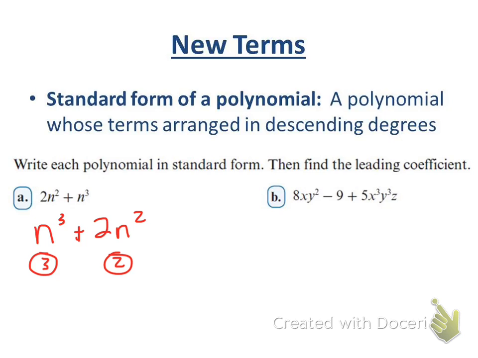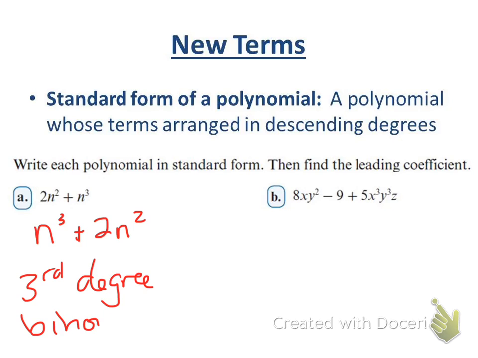All right, what's the degree of the polynomial? It's 3. This is specifically a third degree binomial, right? We could go ahead and call it a binomial. It's generally a polynomial, specifically a binomial. Isaiah? Elijah? What's the leading coefficient of this polynomial? The leading coefficient is 1. Okay? All right, what about the next one?